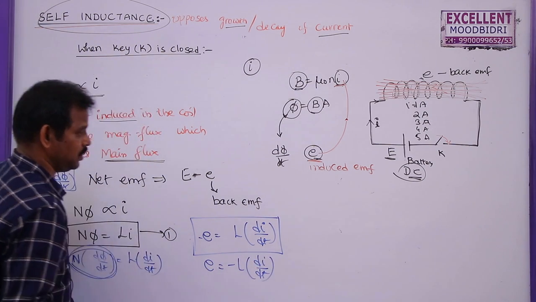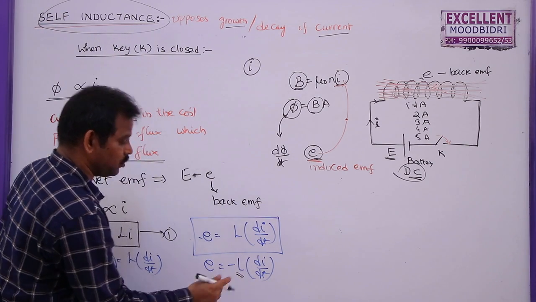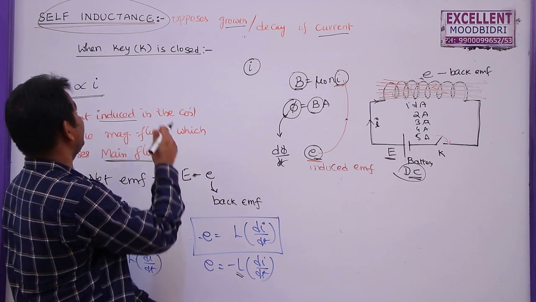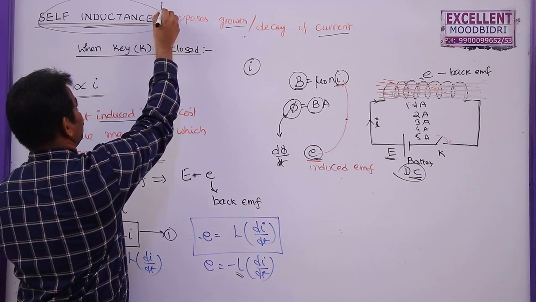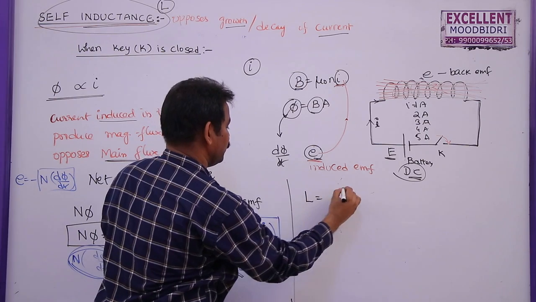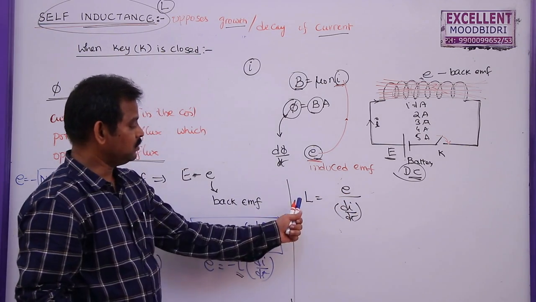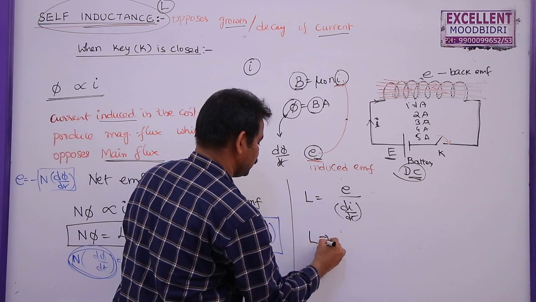Now what is this L? This L is called coefficient of induction or coefficient of self-inductance or simply self-inductance. So the process is self-induction and this is called self-inductance. So what is this L? L is given by E by di by dt. So what is self-inductance? L is defined as self-inductance.